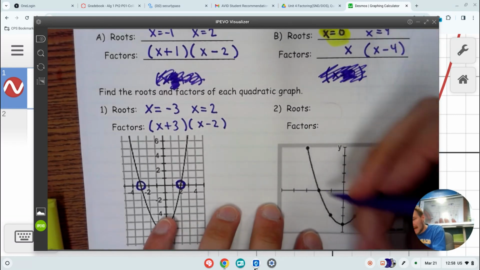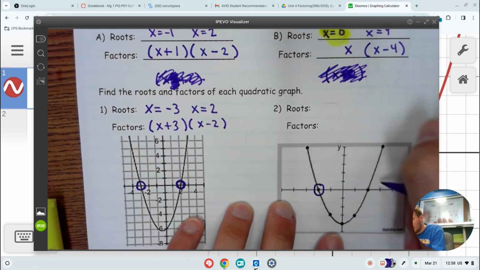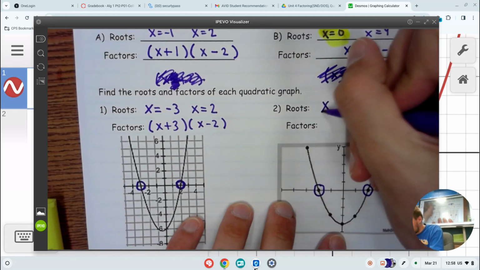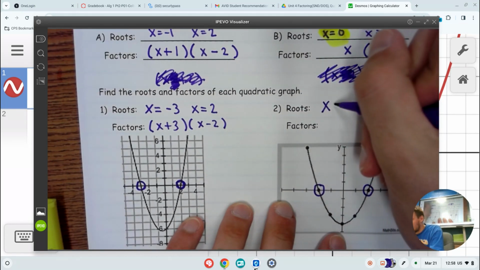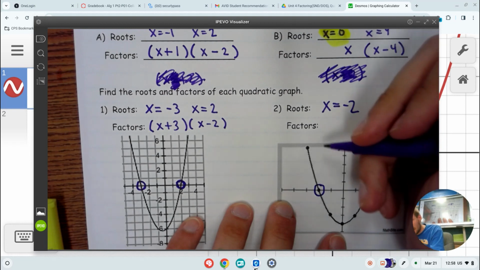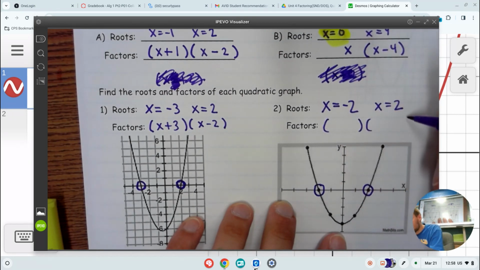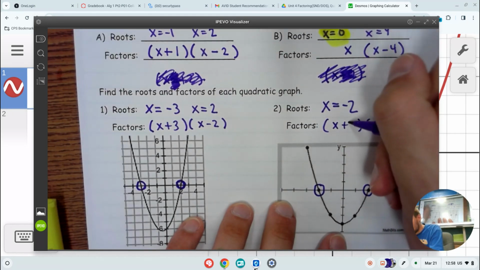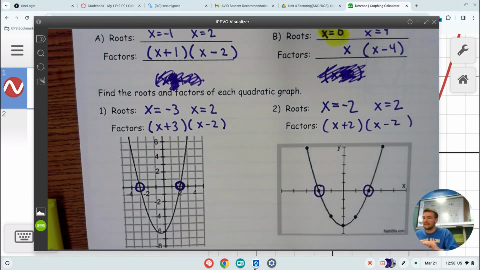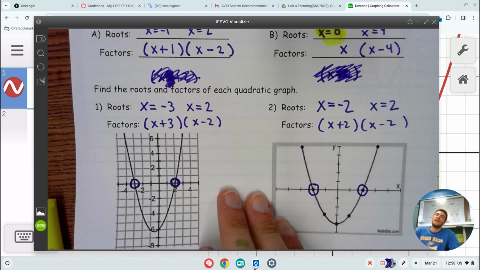So I've done a lot. What do you think the answers are for number 2? Roots would be x equals -2 and x equals positive 2, and the factors would be exactly. Put them in parentheses, x plus 2, x minus 2. I mean, literally 10 seconds, and we're moving on. Let's look to the back.